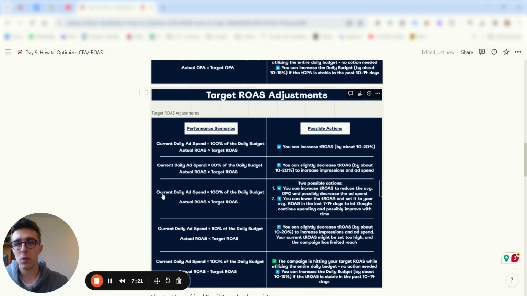The third scenario is your current daily ad spend is hitting your daily budget, like you're spending your full budget, but your ROAS is lower than your target ROAS. This is going to be common for a lot of advertisers. You can increase your target ROAS to reduce the average CPC and possibly decrease the ad spend, right? Or you can decrease your target ROAS and just set it to your average ROAS in the last 7 to 14 days, and you can let Google continue to spend and possibly improve with time.